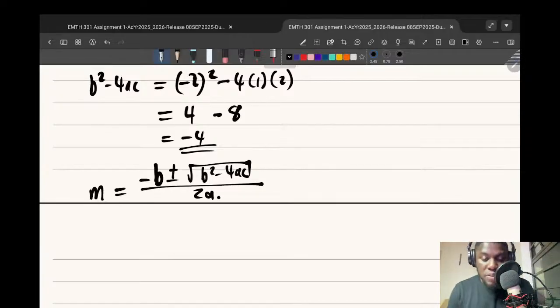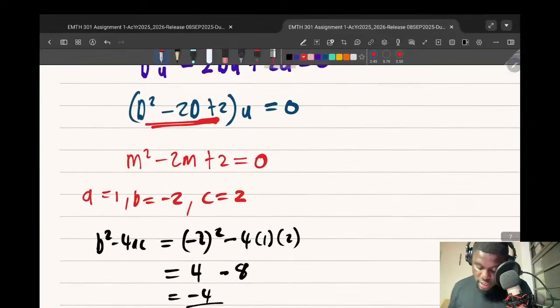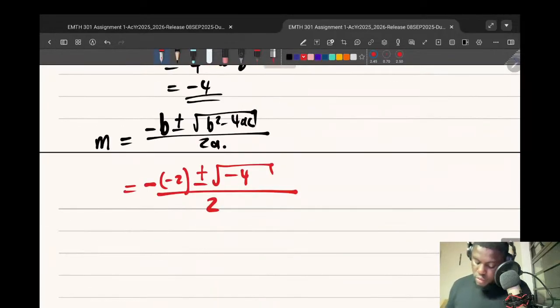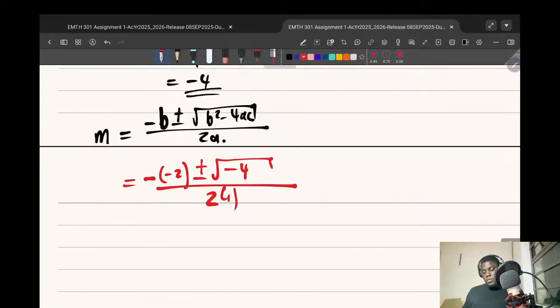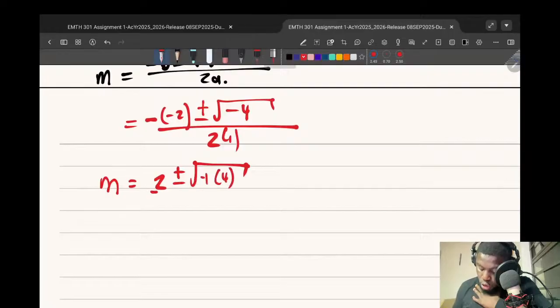You are not running away from the quadratic formula. Make sure you can do it in your sleep. It will cost you. So this will actually be negative of b, which is negative of negative 2. Is it negative? B is negative 2. Yeah. Then we say plus or minus the square root of negative 4 all over 2a, which is 2 by 1. You get m is equal to 2 plus or minus the square root of negative 4. That means of negative 1 by 4, all over 2.